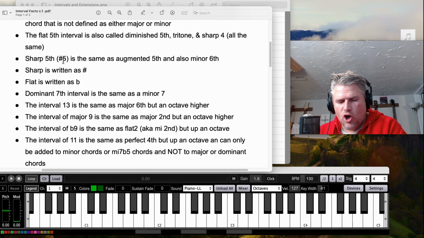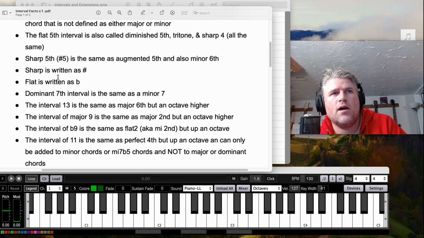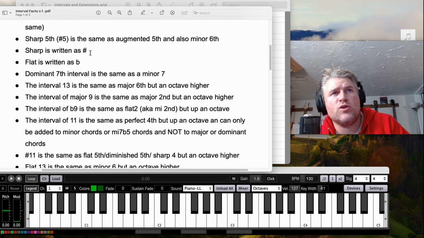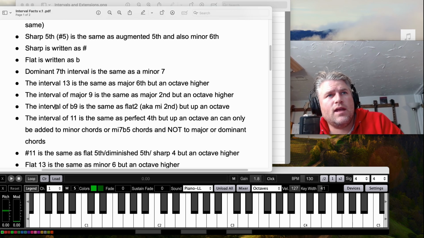So if you memorize all your power chords, this stuff will be much easier. You won't have to count so tediously. Sharp, as most of you probably know, is written as this little hashtag sign or number sign. Flat is written as a lowercase b. It's usually got a little slant to it that's different than that.